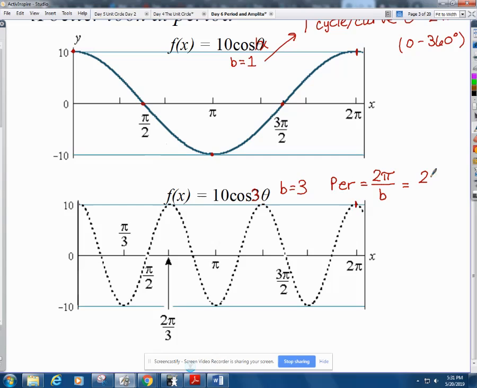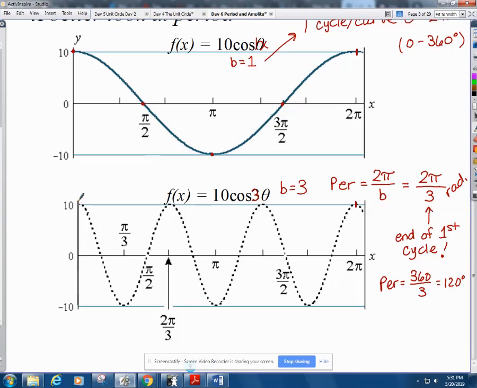So in this case, the period, or the length of one cycle, goes from 0 to 2 pi over 3. So that's where the end of the first cycle has to be. That's the length of one cycle, the period. If this were degrees, we don't usually do period in degrees, but it would be 360 degrees divided by 3, which is 120 degrees. And that's equivalent to 2 pi over 3 radians. Okay, so we have to have 3 cycles from 0 to 2 pi.